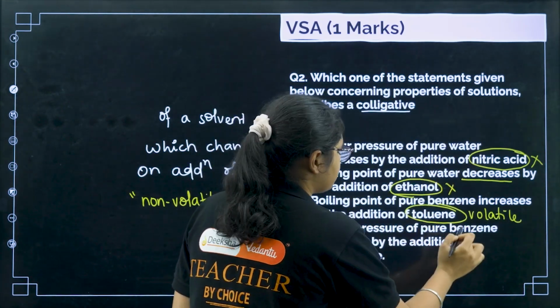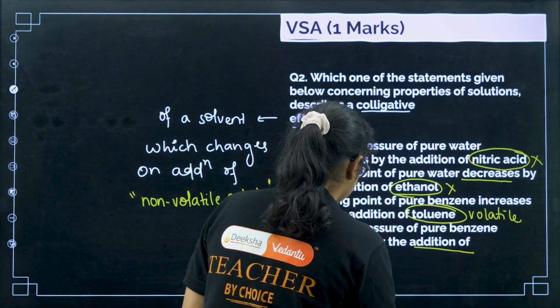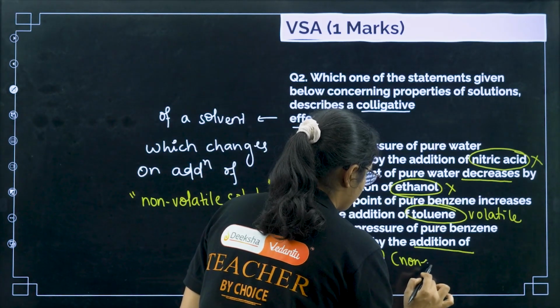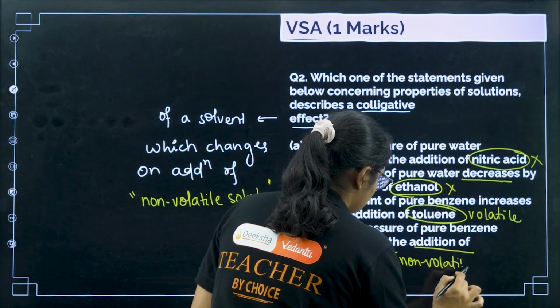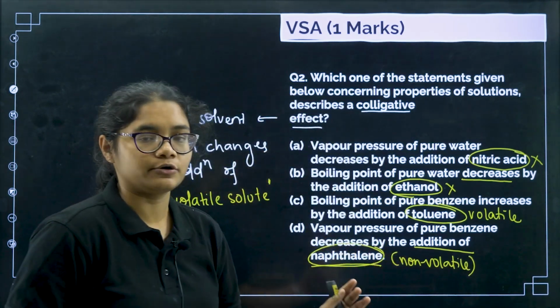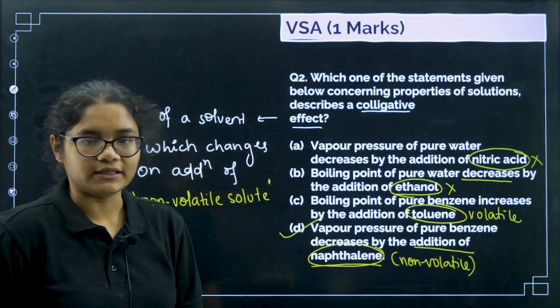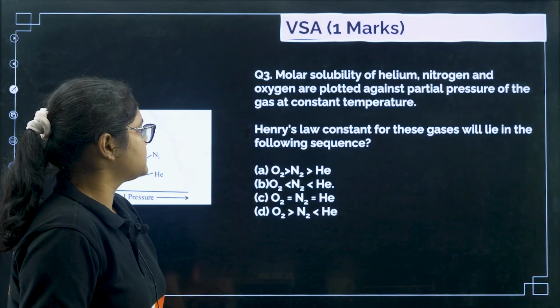Next, vapor pressure of pure benzene decreases by the addition of naphthalene. Yes, this is correct because naphthalene is non-volatile. So when you add a non-volatile solute, the vapor pressure definitely decreases. The correct answer is option D here. Next, question number 3.